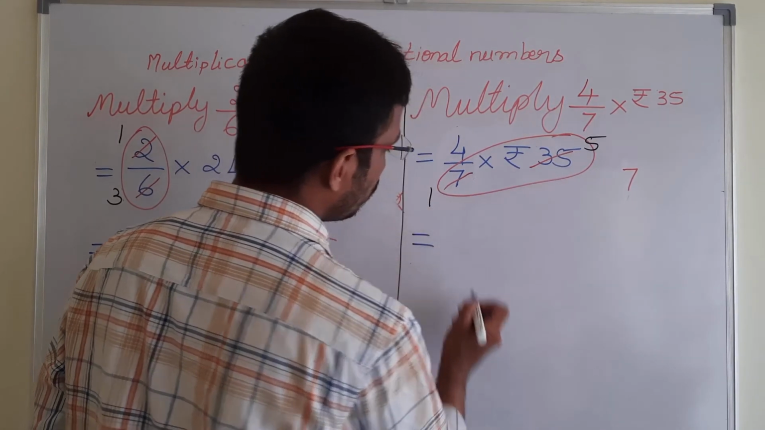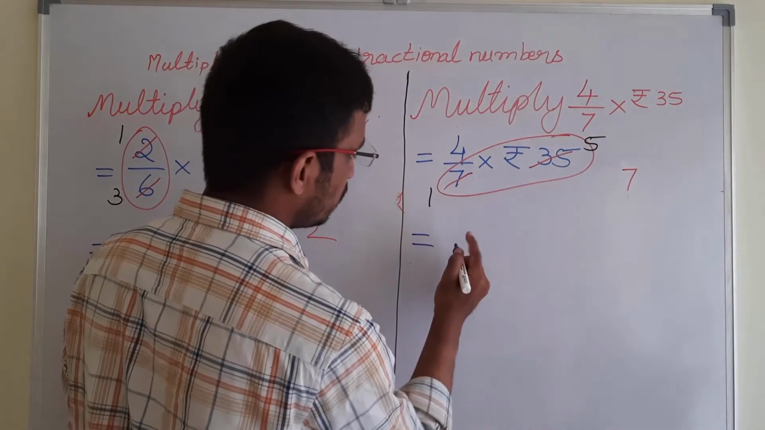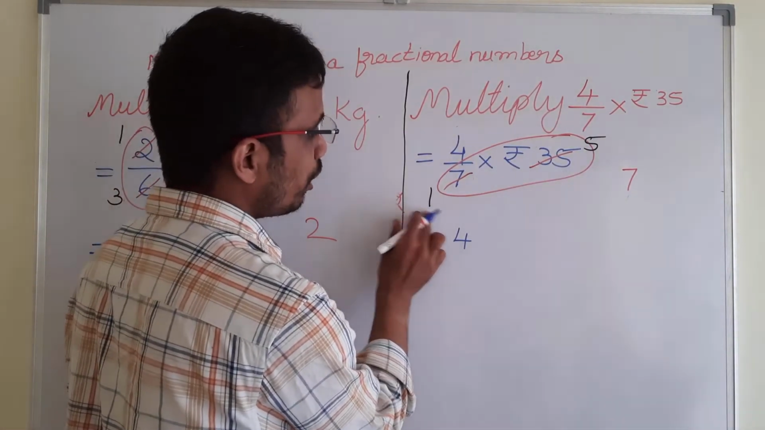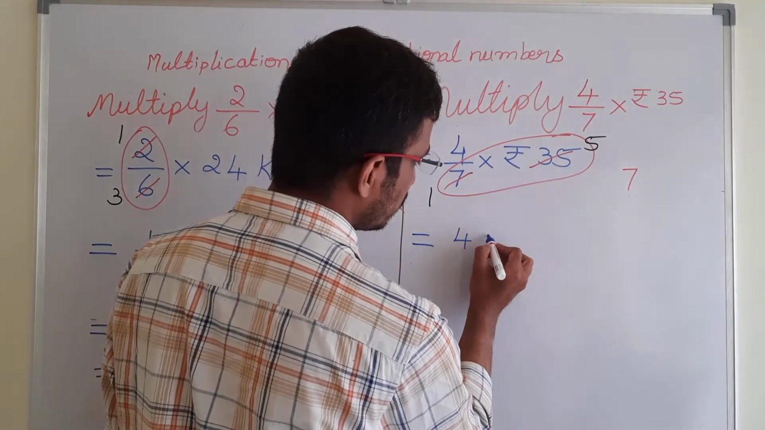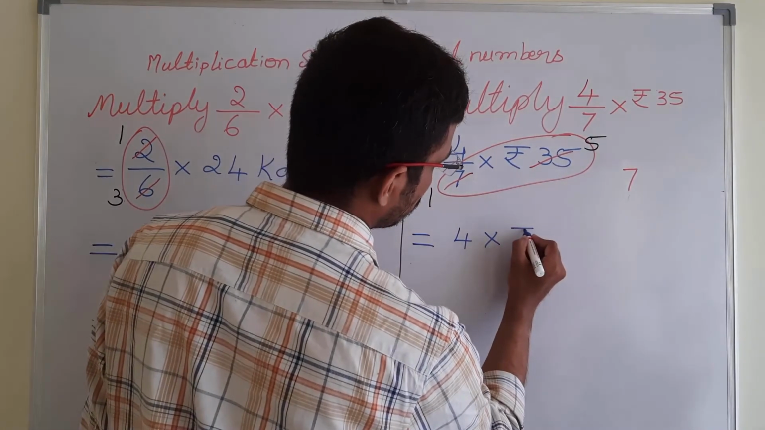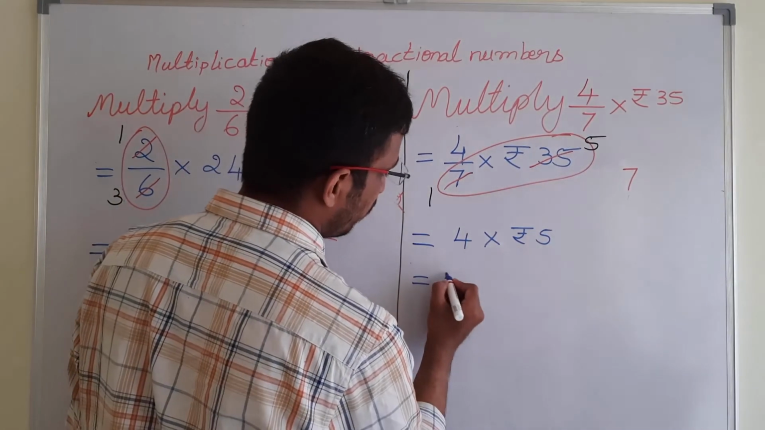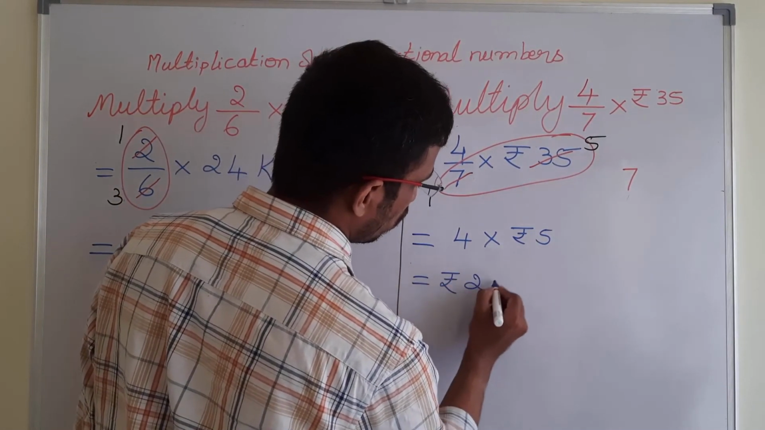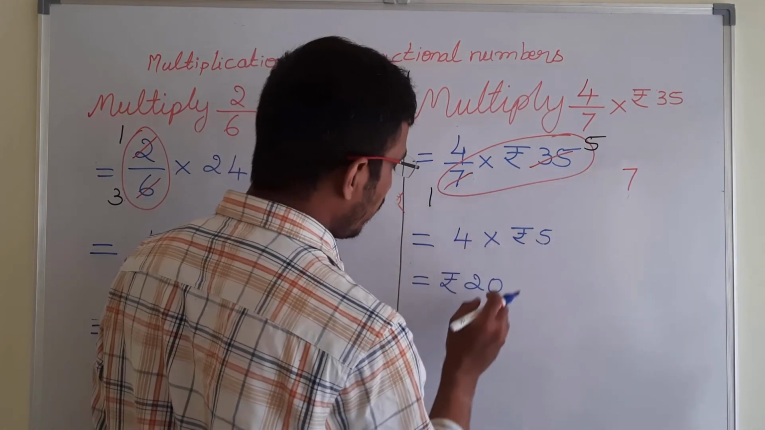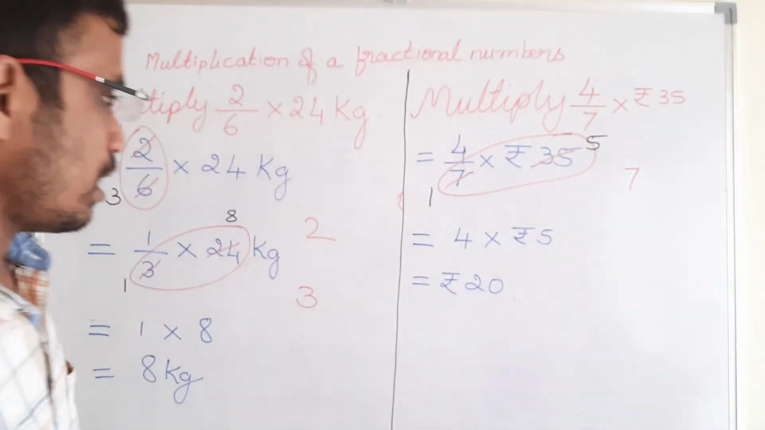After this, we need to see what is left with the fraction, what is left with the whole. In this fraction, we are left with 4 in the numerator, 1 in the denominator. Whenever 1 is there, we should not write it, we will just skip it. Multiplication sign, and here we are left with rupees 5. Now we need to multiply these two. After multiplying 4 and rupees 5, 4 into 5, I will get the answer as rupees 20. This is the final answer.